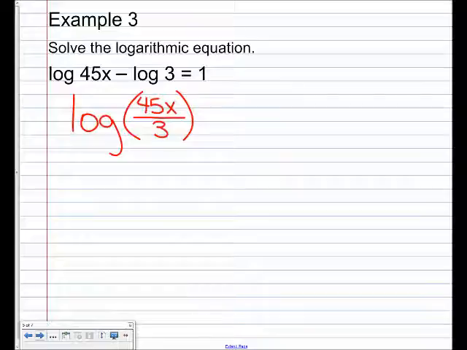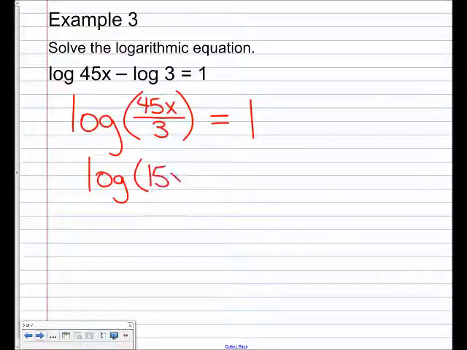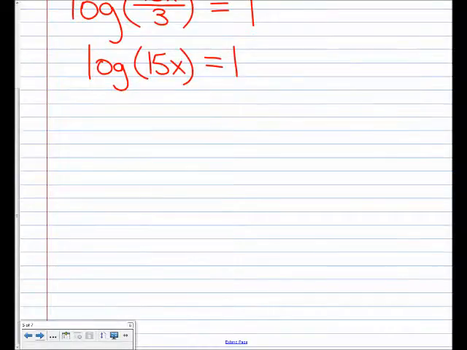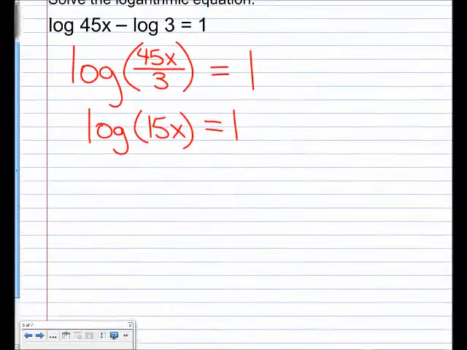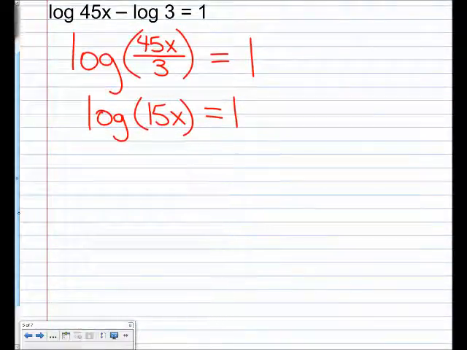What if it would have been addition? Then you would multiply them. So this is those log properties we talked about last week. Equals 1. Now we can reduce that. What is 45x divided by 3? So I've got the log of 15x equals 1. Now have we achieved one of those goals? Yes, which one? The first one, right? We have one log on the left side. So what can I do now?